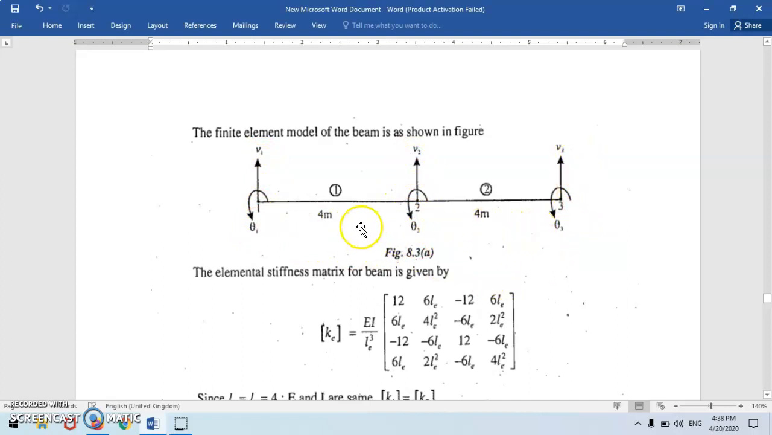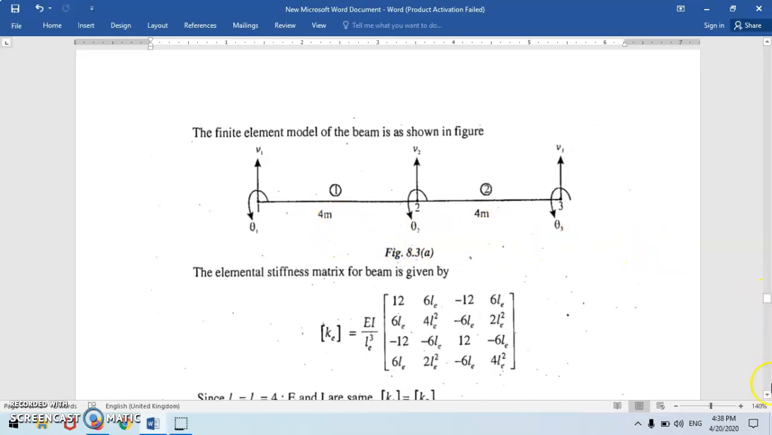In the first problem we saw only one element. Now we have split this entire beam into two elements. The first element is between the first node and the second node, and the second element is between the second node and the third node. The length of the first element of the beam is 4 meters, and the length of the second element is another 4 meters. So LE1 and LE2 are 4 meters and 4 meters.